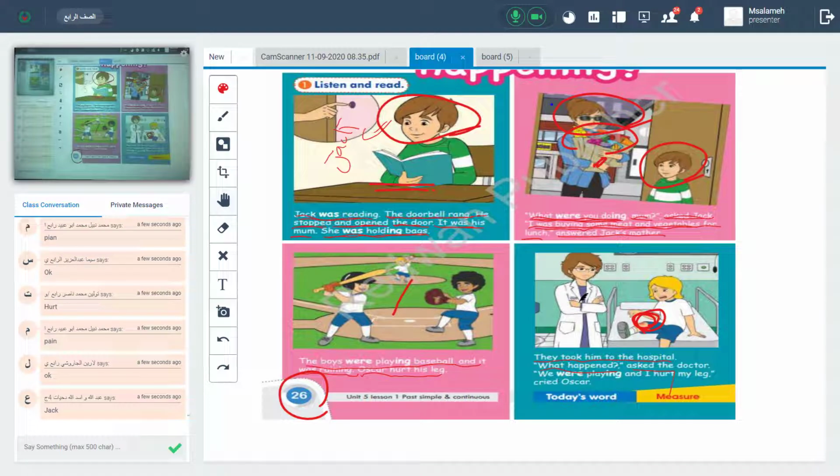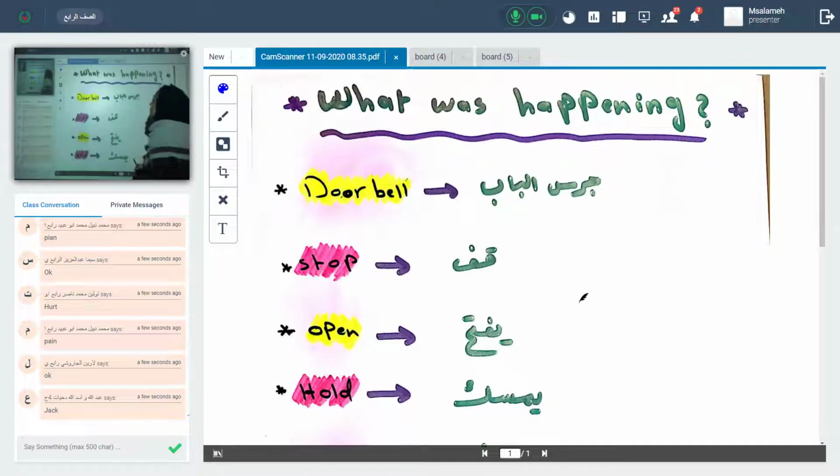We were playing and I hurt my leg, cried Oscar. Okay, let's go read the meanings. خلونا نقرأ المعاني عشان okay.